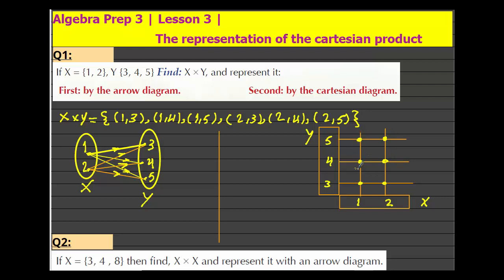Here we have 6 points. Here we have 6 arrows. Here we have 6 ordered pairs in the set of the Cartesian product.